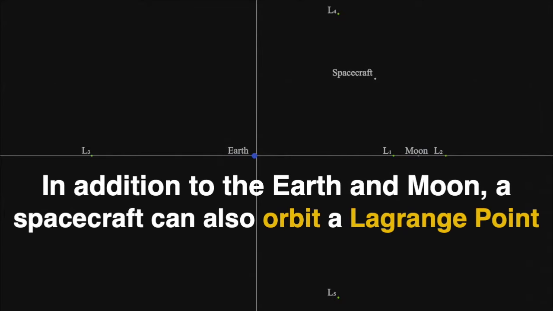And so in addition to the Earth and Moon, a spacecraft can actually go into orbit around one of these Lagrange points. So that's one of the interesting features. I'll be talking about some of those types of orbits, but also mean motion resonance.